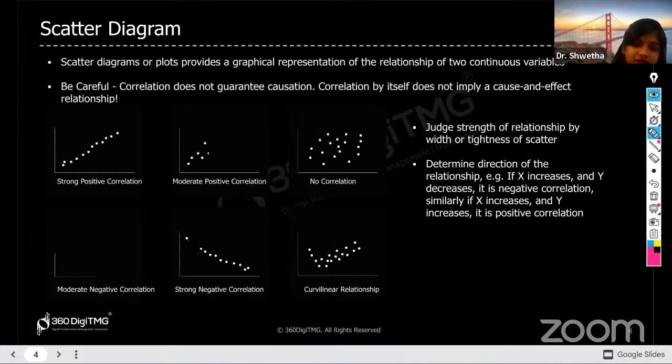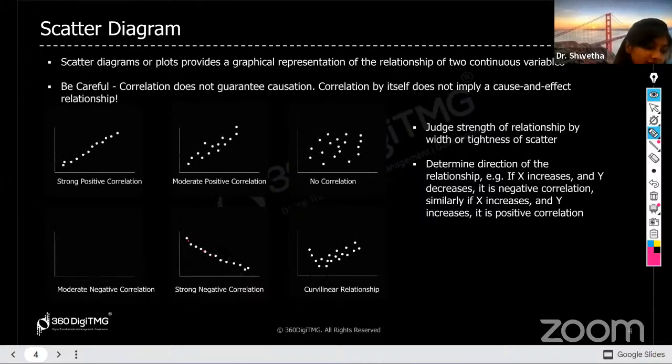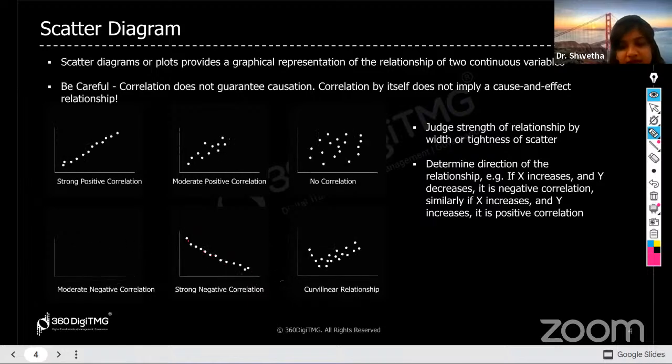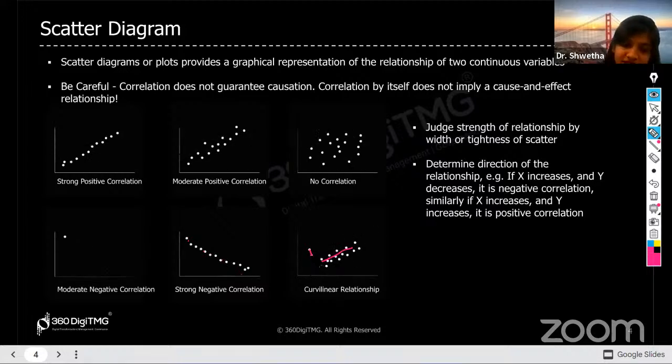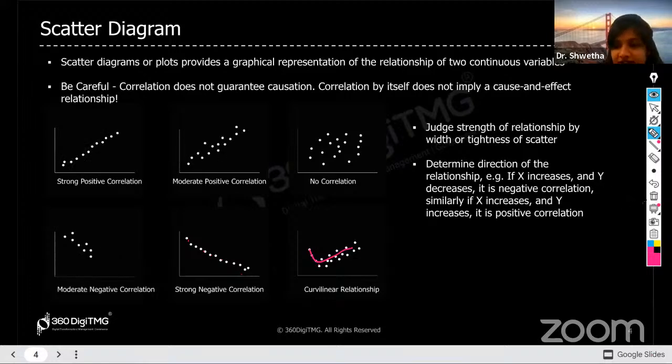Then again, the same applies here. If they are closely clubbed, and one variable is decreasing with respect to the other variable, then there is strong negative correlation. Then there is moderate negative correlation, and there is a curvilinear relationship also, wherein first it is decreasing and then there is a sharp increase.